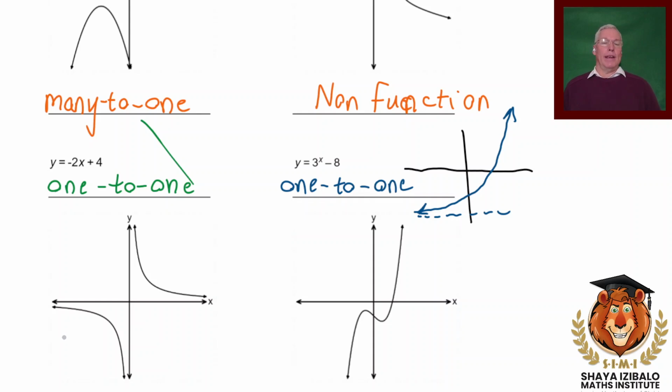This next one is a hyperbola. It is also 1 to 1. It passes the vertical line test, so it is a function, and it also passes the horizontal line test, 1 to 1. This one is a function, it passes the vertical line test, but it would fail a horizontal line test somewhere over here. So in other words, this one is many to 1.